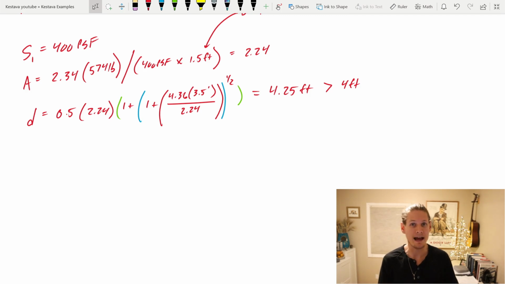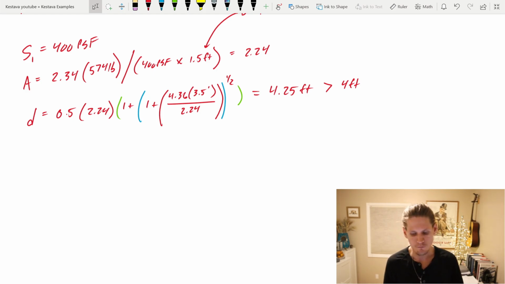And remember, your S1 value is going to change based on the depth of your assumed footing. Your A value then changes, and your A value can change based on the diameter of your footing. And then also the D equation changes based on those parameters as well. So it all kind of jumbles around.